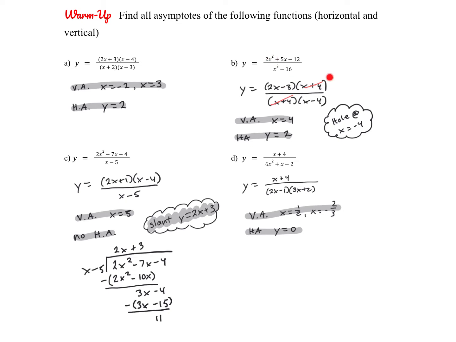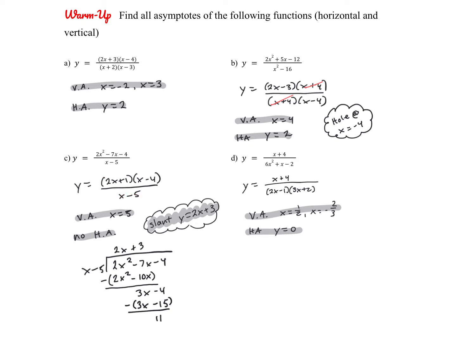For part B, you can factor and simplify. We do have a hole at x equals -4. Remember, that's that removable discontinuity that we've talked about. We have the vertical asymptote at x equals 4 and horizontal at y equals 2. For part C, you can factor the numerator to check for a removable discontinuity, but there are none. So you still have that vertical asymptote at x equals 5.